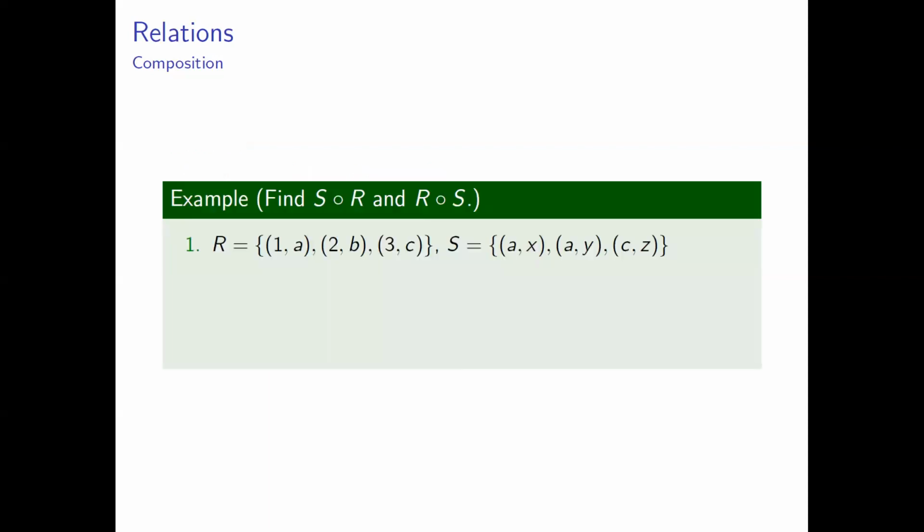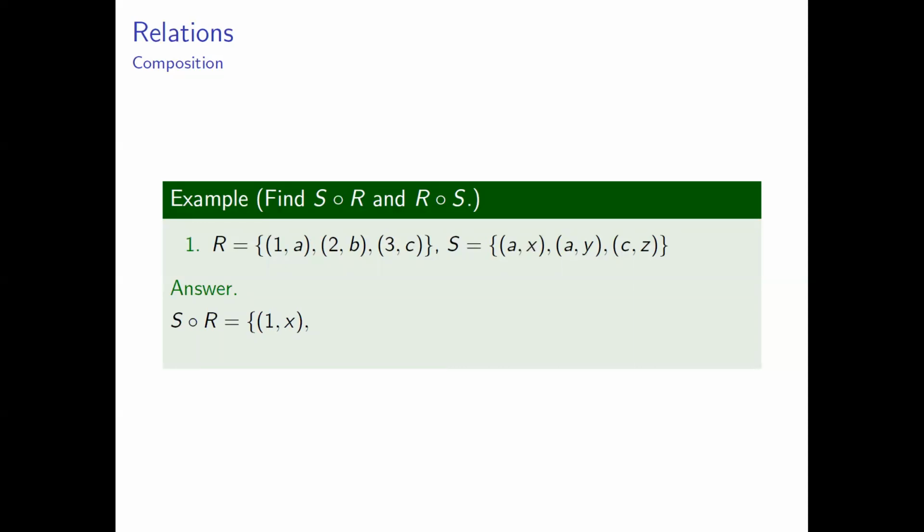Consider the relation R with elements 1A, 2B, and 3C, and the relation S with elements AX, AY, and CZ. Let us first get the composition SR. Observe that 1 is related to A under R, and A is related to X under S. Hence, the ordered pair 1X is an element of SR.